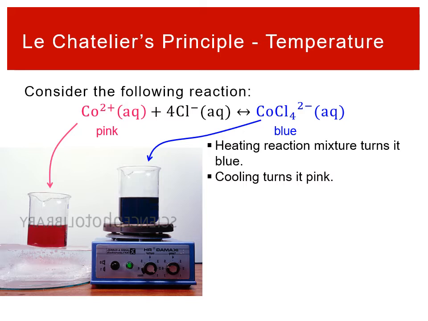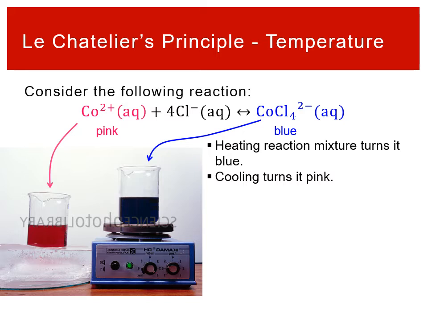So we can apply this idea. Not only can we use it for making predictions and controlling reactions, but we can also apply it to analyzing a reaction. So I have this equilibrium, cobalt 2+ reacting with chloride to go to CoCl4 2-. So we've seen this. Cobalt 2+, just the ions by themselves, are pink. And the CoCl4 2- complex ion is blue.